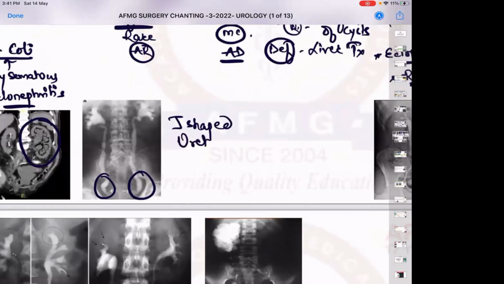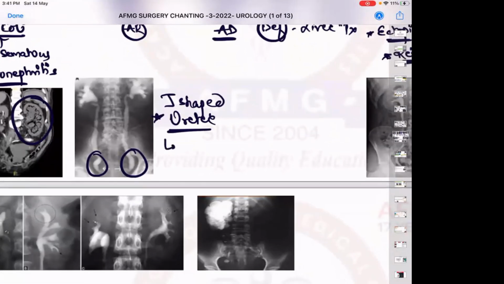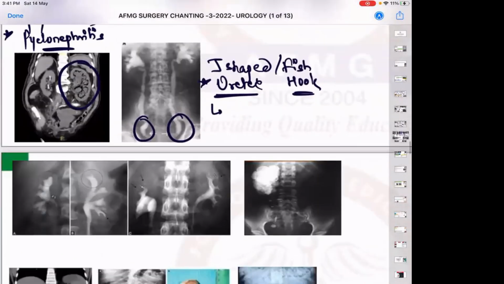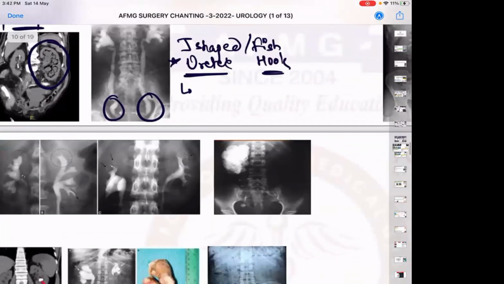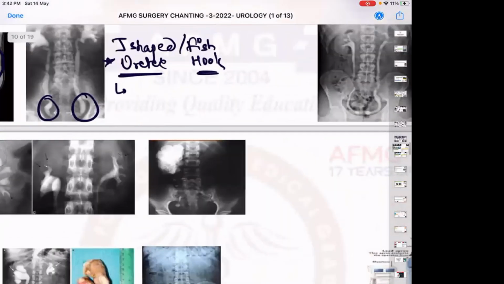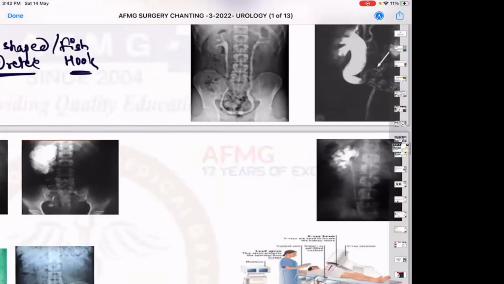This is a J-shaped ureter, and J-shaped ureter is seen in which condition? J-shaped ureter or fish hook ureter is usually seen in cases of BPH, benign prostatic hyperplasia.